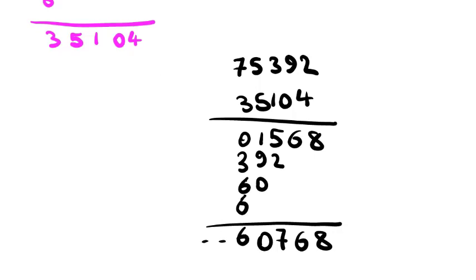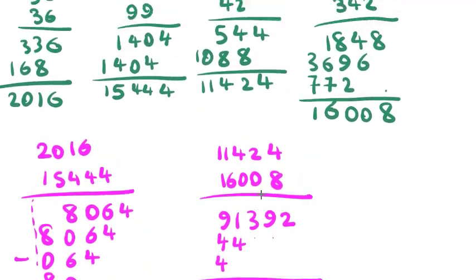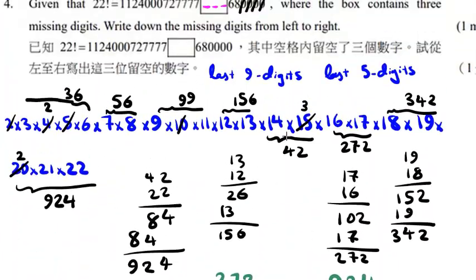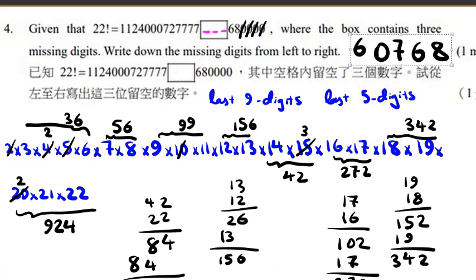So it is what? 607, 68. So the answer is 607. If we check this, let me calculate, paste it here, this part. Okay, so as you can see, 68 is here. So the missing digits are 607. So the answer of this problem from left to right is 607.